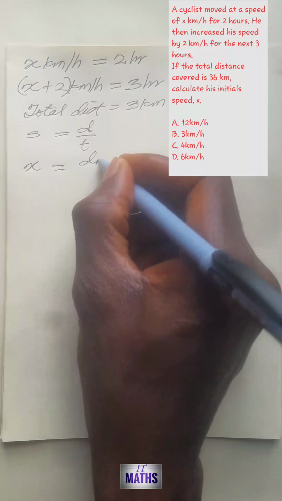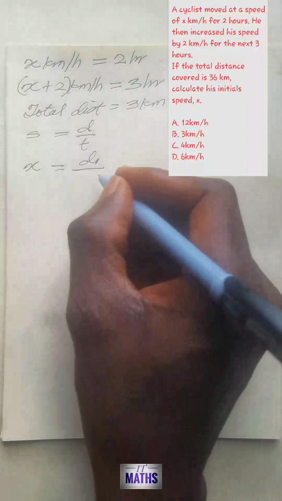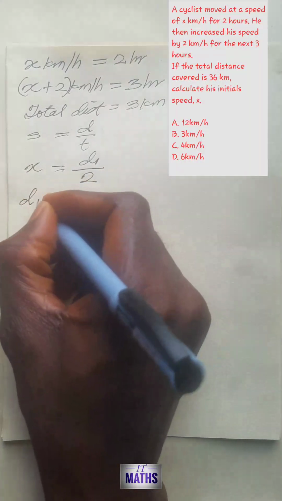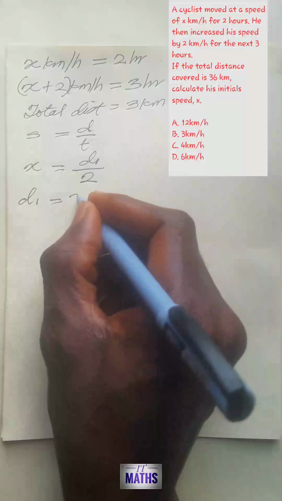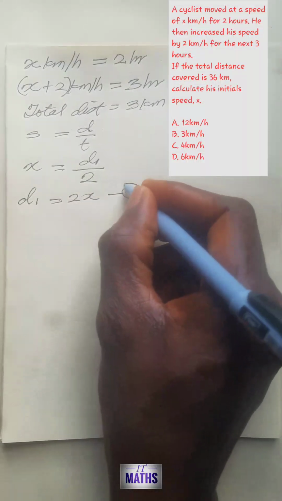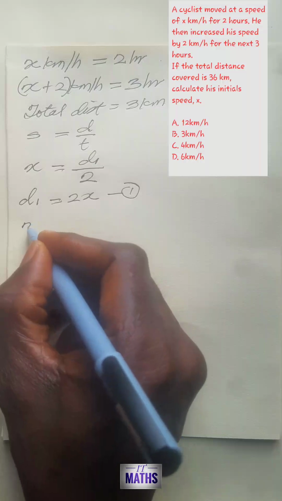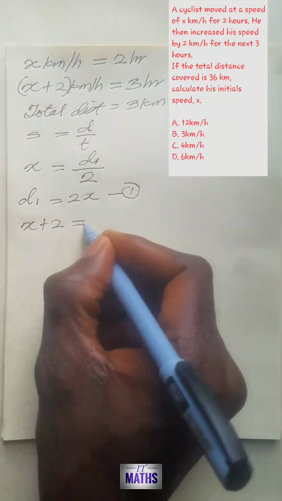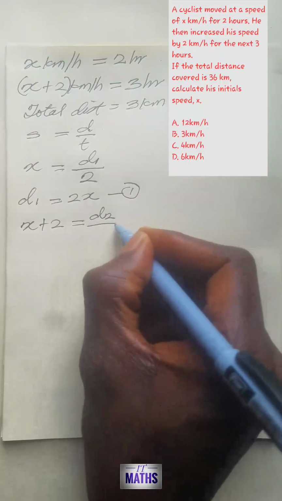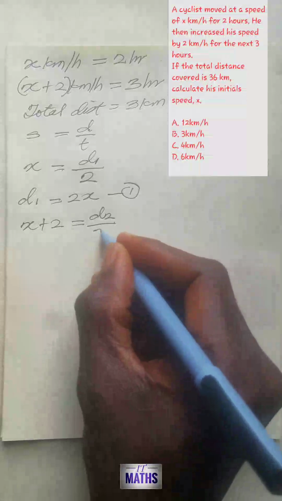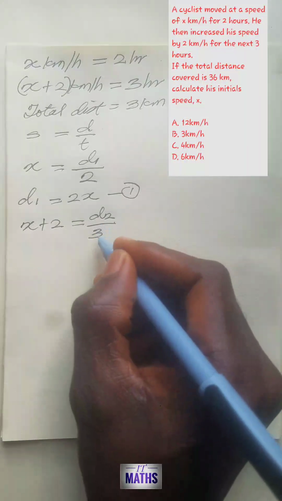That distance, I call it distance 1. That time is 2 hours, right? So d1 is equal to what? 2x. That's equation 1. The next instance is what? The speed there is what? x plus 2. Distance 2 all over what time was spent there? 3 hours. So I'm going to cross multiply again.